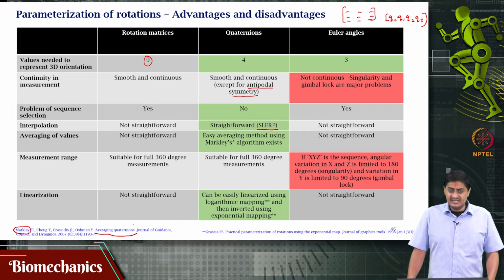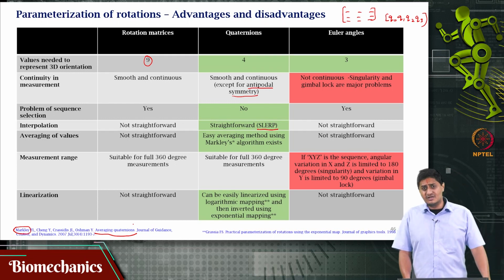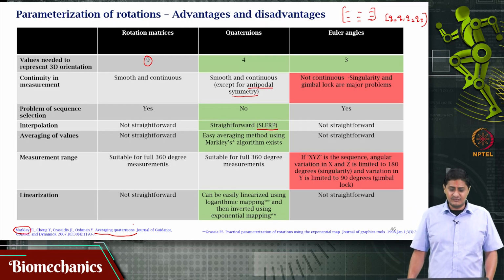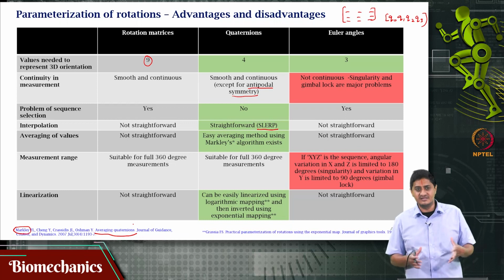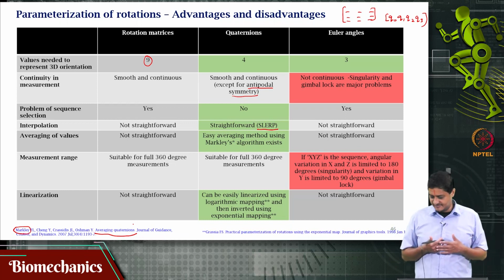Linearization of these data sets, if they are represented in rotation matrices or in Euler angles, is not straightforward. In quaternions also it was not straightforward, but people have developed algorithms that create a logarithmic mapping and an exponential mapping method to linearize. So, from reading this table, what is the message that you are getting?